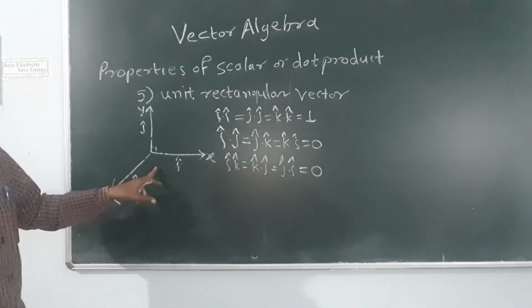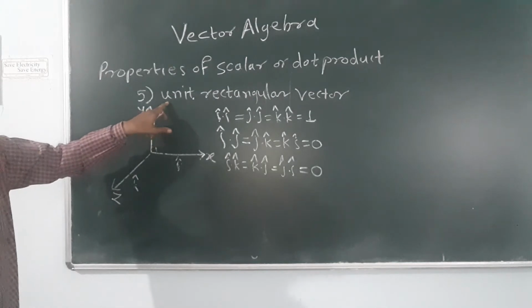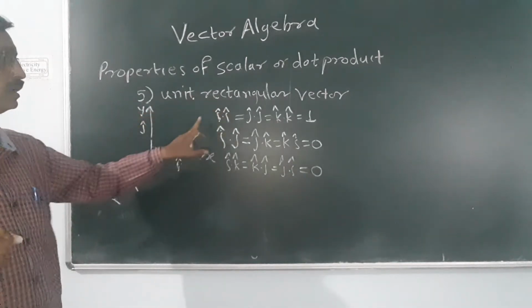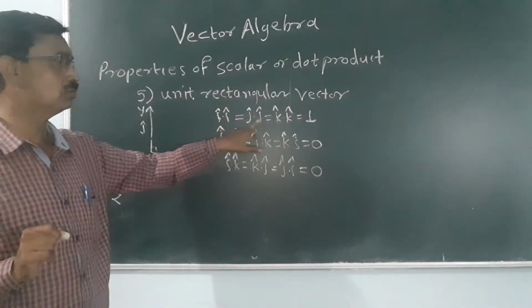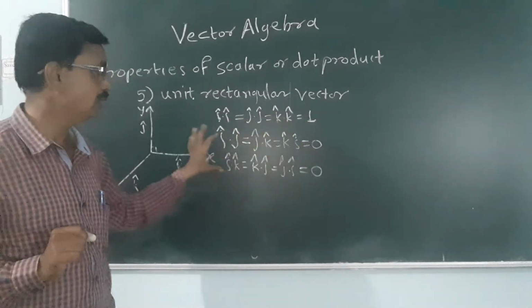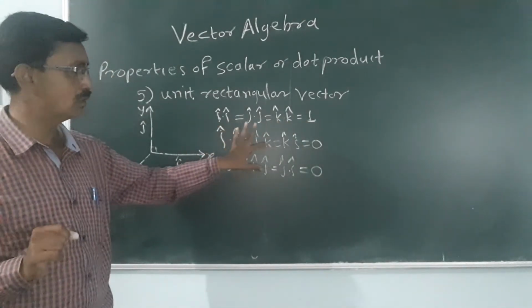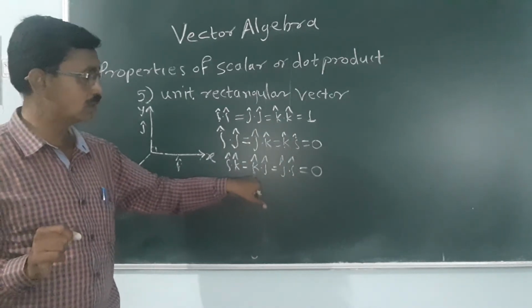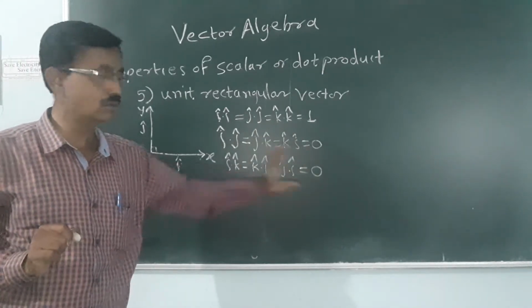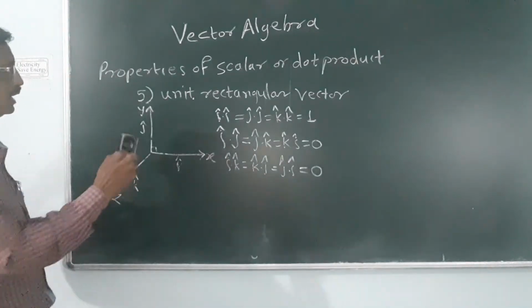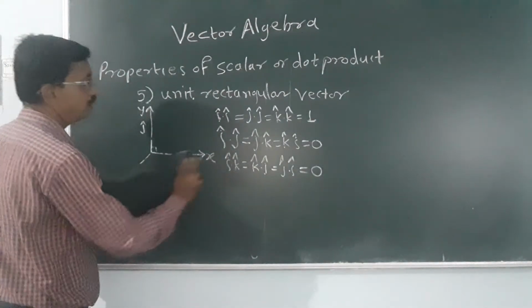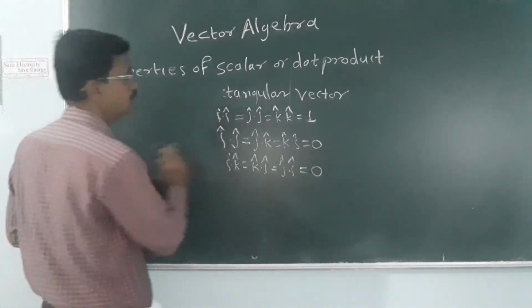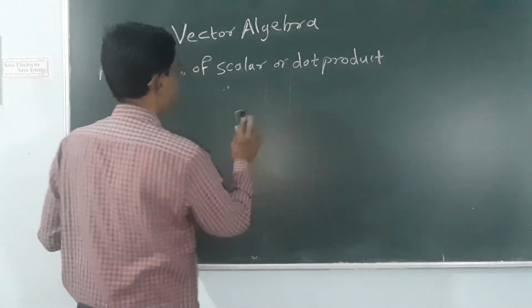So in this way, this is another property of unit rectangular vectors, that is, i into i is equal to j into j is equal to k into k is equal to 1, and i into j is equal to j into k is equal to k into i is equal to i into k is equal to k into j is equal to j into i is equal to 0. So this is another property. Okay, now we will see the next property.